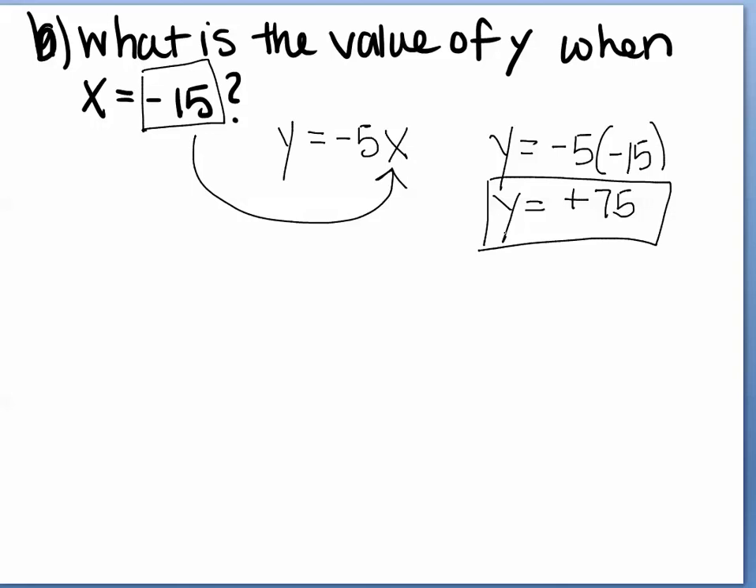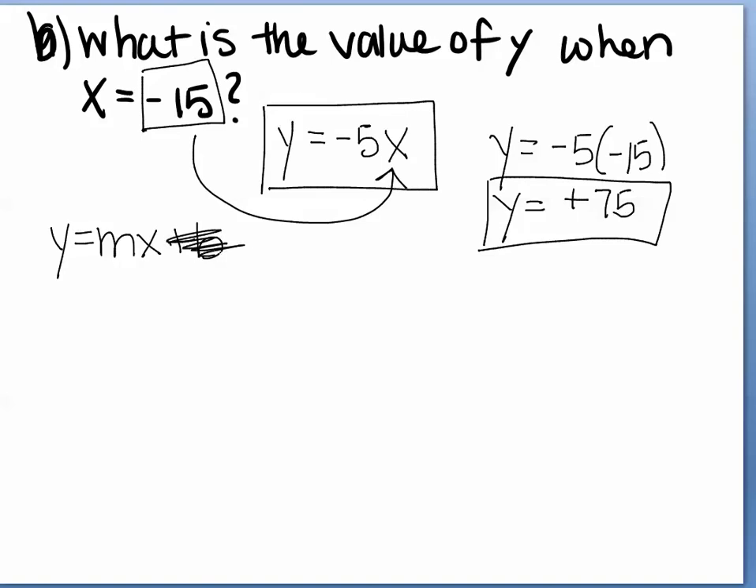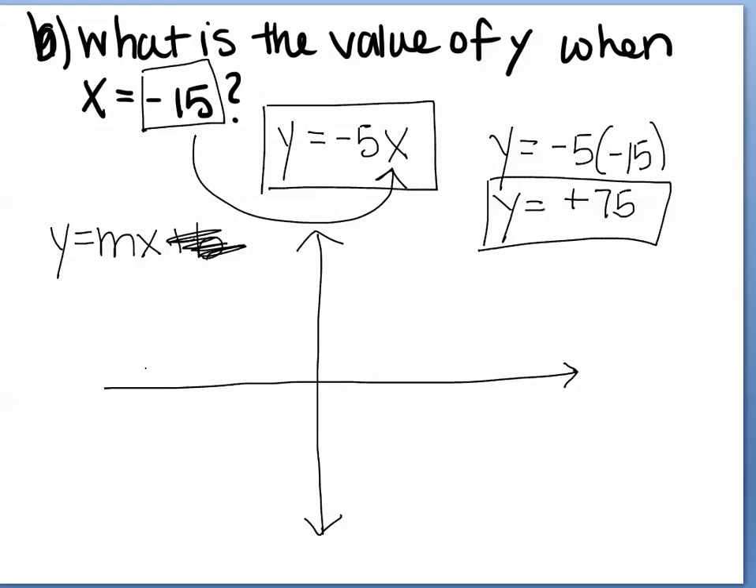Okay, then you can graph these. Graphing these is just like graphing a y equals mx plus b, now that you know how to do that, except your b is always 0. So if I were to graph this, my y-intercept is going to be 0 every single time for a direct variation. And then the slope here is a negative 5 over 1.